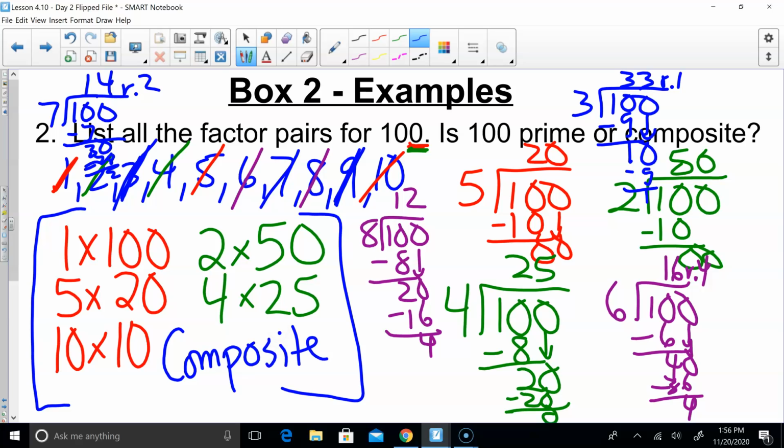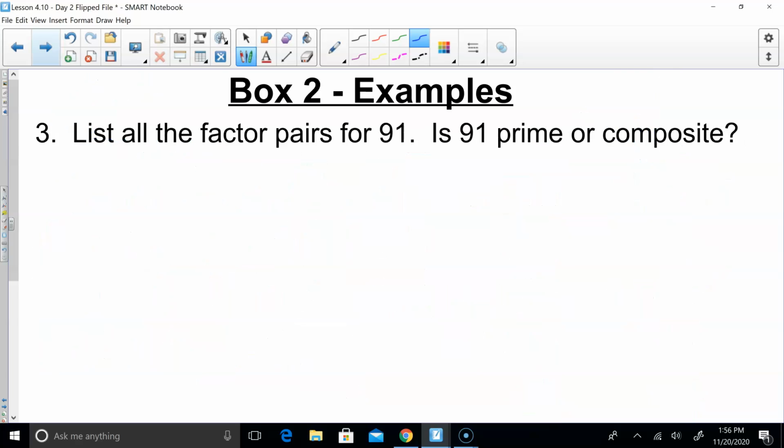So you can pause the video right now, even re-watch it, and go through all the steps to make sure that you get the process we're developing to check all the numbers from 1 through 10 to see if they're factor pairs for a given number. And we're going to do one more. Why? Because we really like these factor pairs.